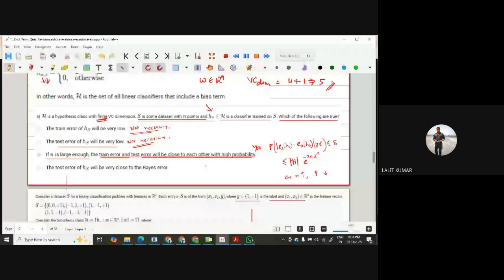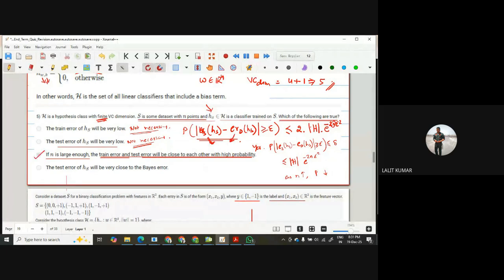So remember, we had discussed during the last session also that the probability of |L_S(hS) minus L_D(hS)| greater than or equal to epsilon is less than or equal to 2 times e to the power minus 2n epsilon square. This is applicable for all the models. It is not that you take out the best model only. It will be applicable to all the models. And if we increase the n, then this error will reduce. So this third point is valid.